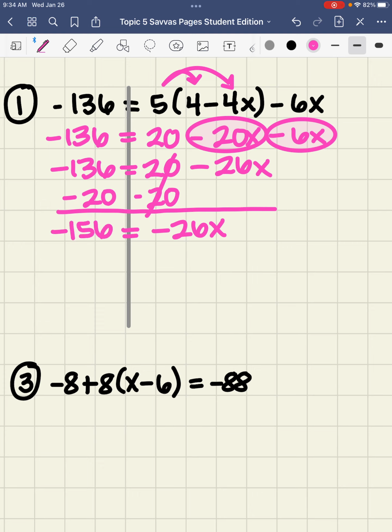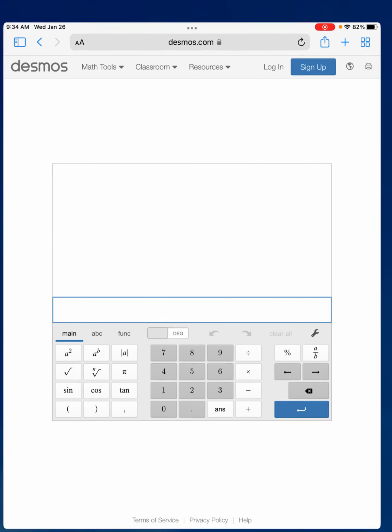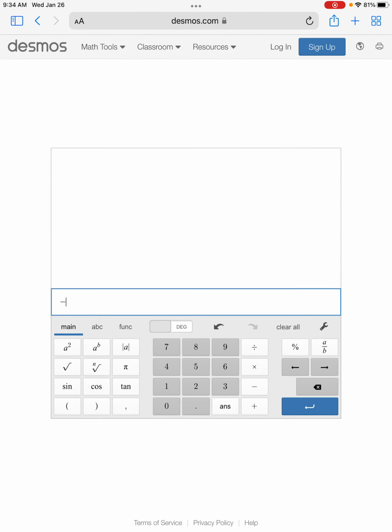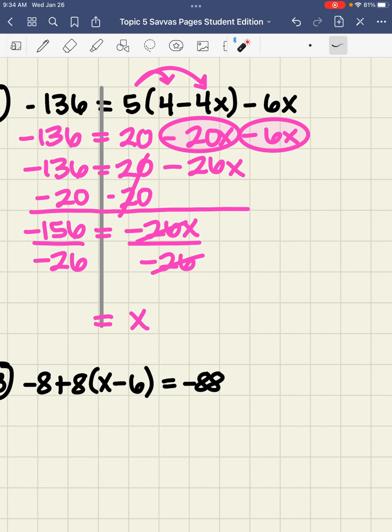Now, to get x by itself, I need to divide by negative 26 on both sides. So on the side with the x, my negative 26 cancels out. x is indeed by itself. And on the other side, I have negative 156 divided by negative 26. I'm actually going to go to my calculator and put that in. So we have negative 156 divided by negative 26, and I get 6. Okay, so 6 is my answer. Let's go back here. 6 equals x is what I'm going to write.